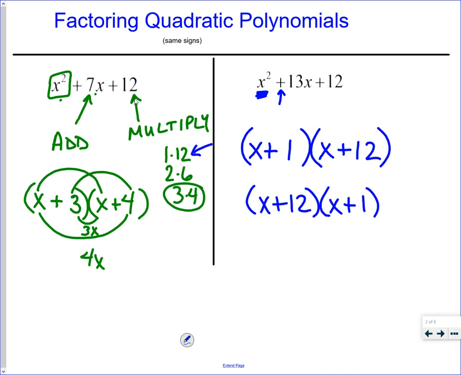Think about what we know about multiplying. It doesn't matter what order I multiply in. It's not going to change my answer. So I don't really care if the 1 is in the first binomial or if the 12 is in the first binomial. But again, to check this, we would do x times x, that's my x squared. This is a positive 1x. This is a positive 12x. And when I add those two together, that gives me my 13x. And then 12 times 1 is 12.